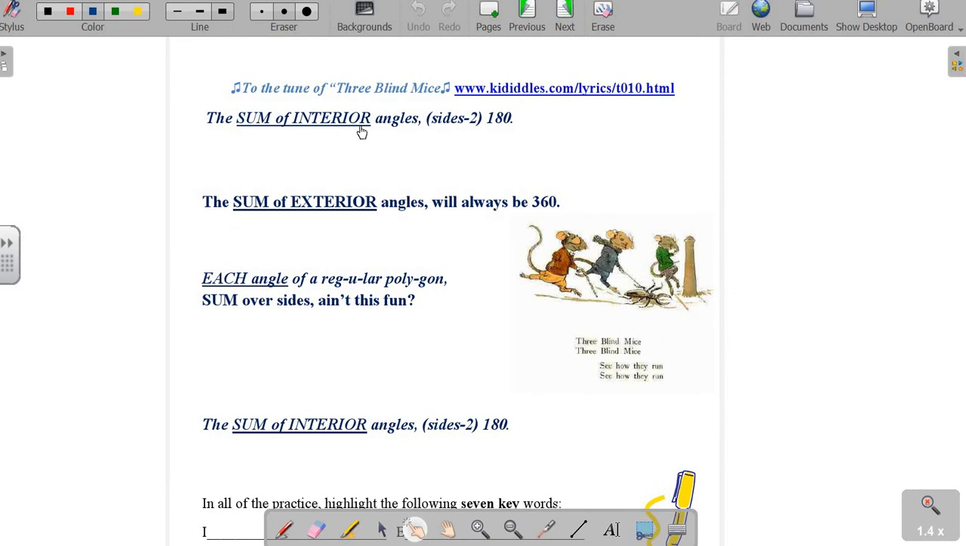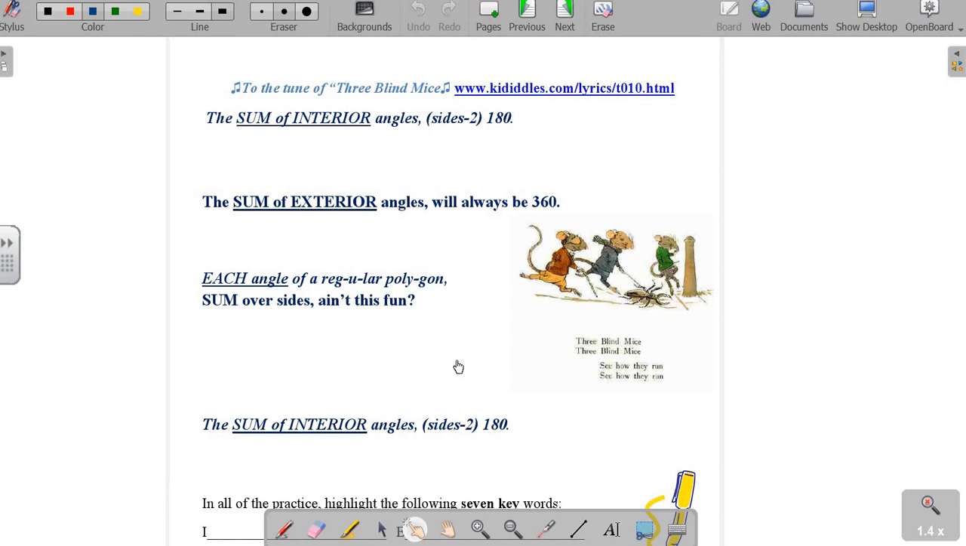Ready? The sum of interior angles, sides minus 2 times 180. The sum of exterior angles will always be 360. Each angle of a regular polygon, sum over sides, ain't this fun? The sum of interior angles, sides minus 2, times 180. I sing once, yes, and you will sing with me.